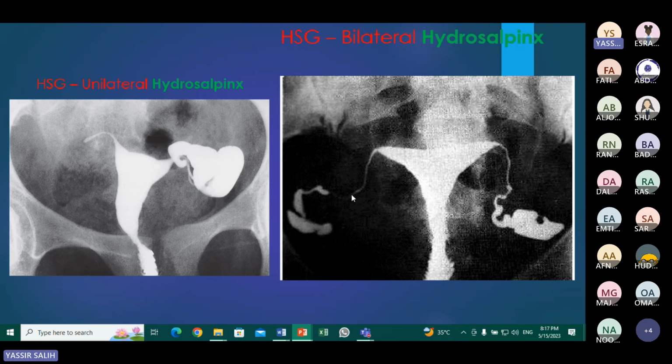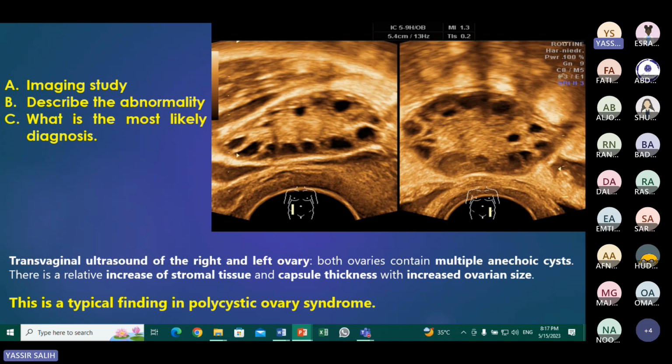There is no spill; the dye did not flow out. There is a blockage in the distal part, so there is a bilateral hydrosalpinx. Also here there is bilateral blockage with hydrosalpinx, but here it is minimally dilated fallopian tube, while this is a massively dilated fallopian tube, hydrosalpinx. Like this patient presents with abnormal hair distribution and a history of infertility.